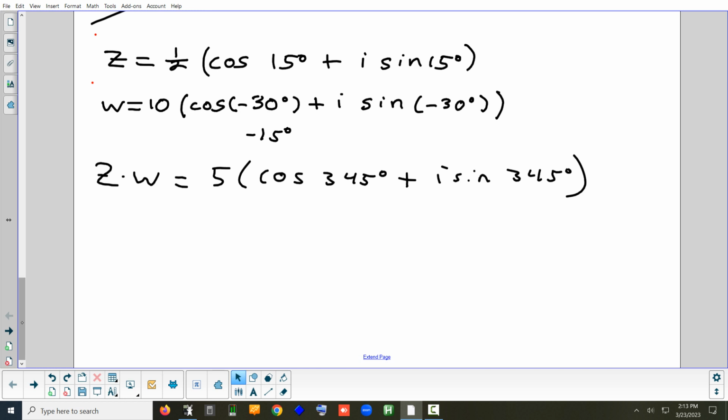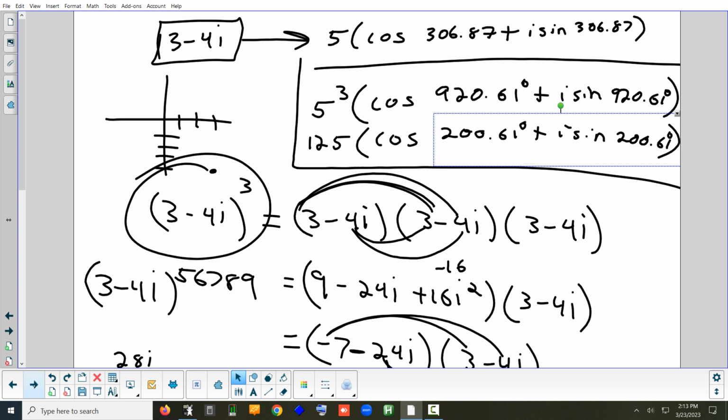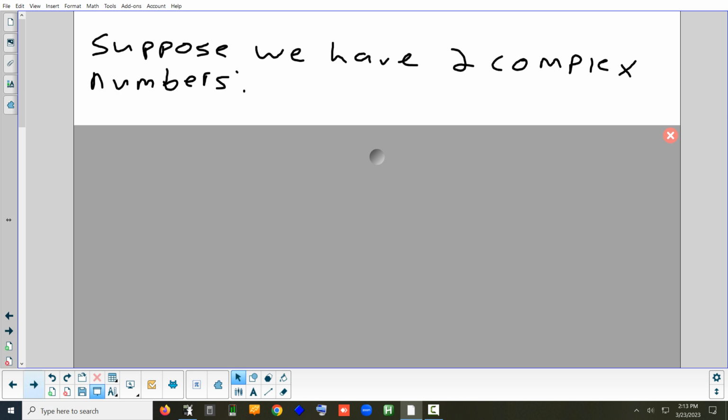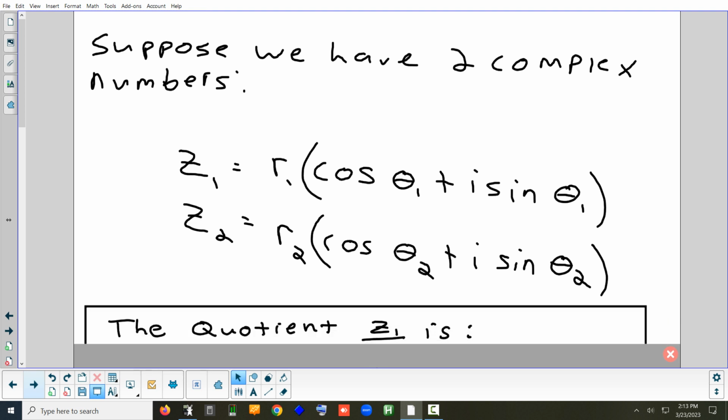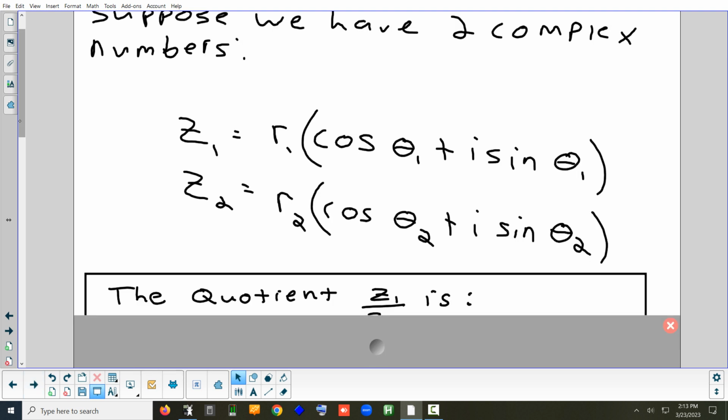So that's multiply. Let's look at divide. I'm going to use the same kind of setup. You've got two complex numbers. Each one has their own radius and their own angle. And we want the formula for dividing.